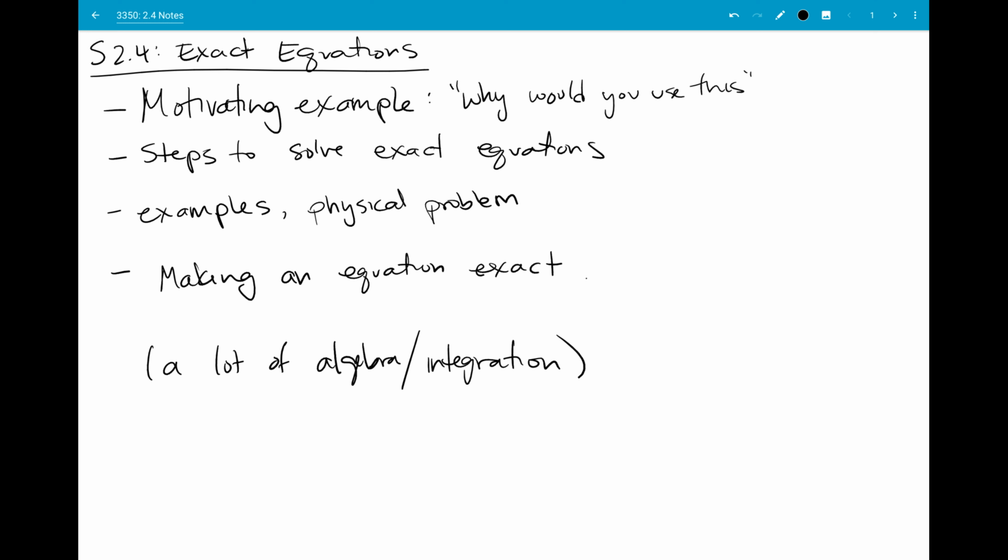Then after that, we're going to talk about the problem of making an equation exact so that we can use this method. That part can be kind of difficult, so you might want to pay special attention to it. One thing I'll warn you about is that this section tends to have a lot of algebra and integration involved. So be really careful in your work, work down the line. Even though it'll take up a lot of space, you'll thank yourself for it later.